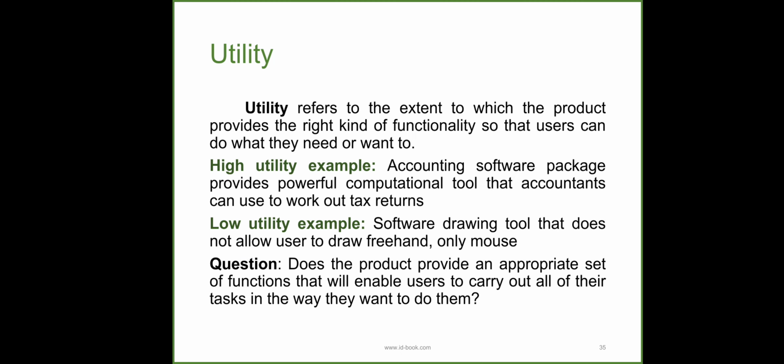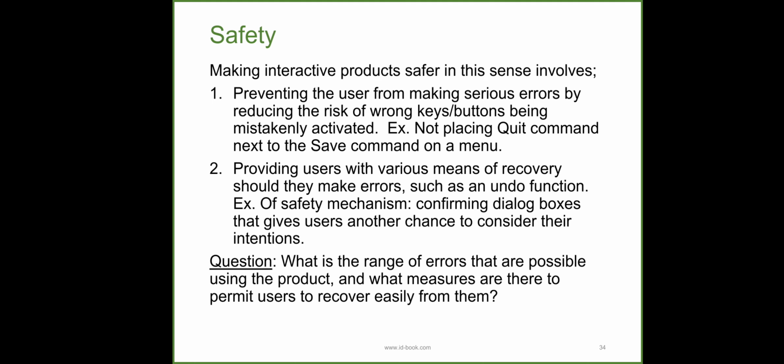So, for example, placing the quit button next to the save button is somehow annoying, because what if instead you're going to save your work, you click the quit button. These are the kinds of errors that interactive products should avoid, and they should provide users with various means of recovery should they make errors, like an undo function. There should be a mechanism or dialog box that will pop up to ask the user for confirmation.